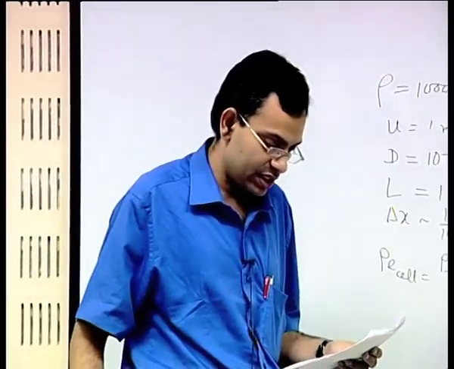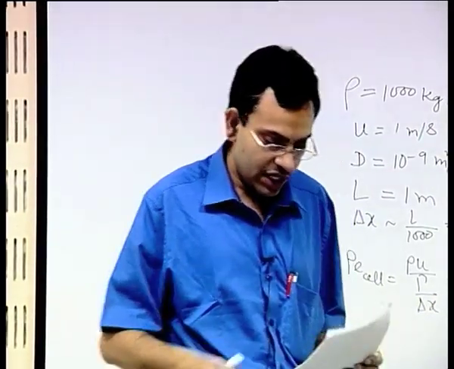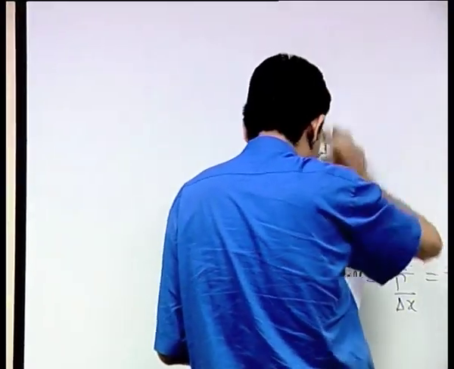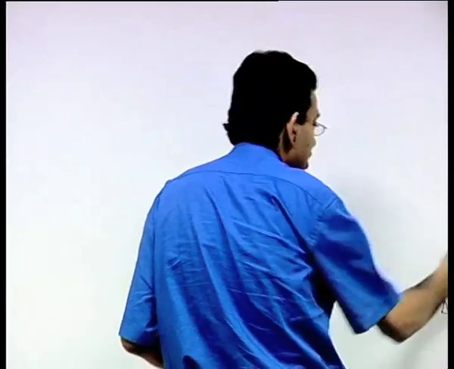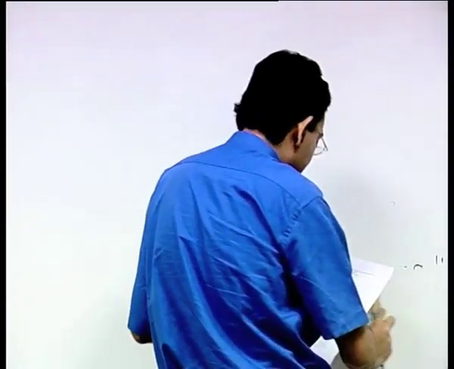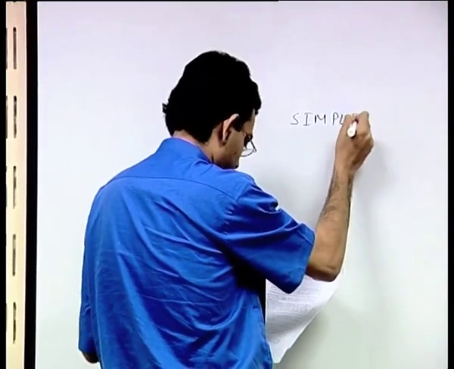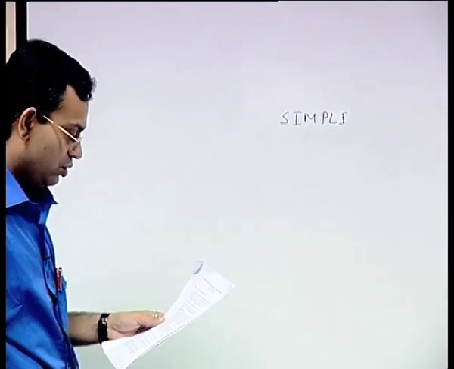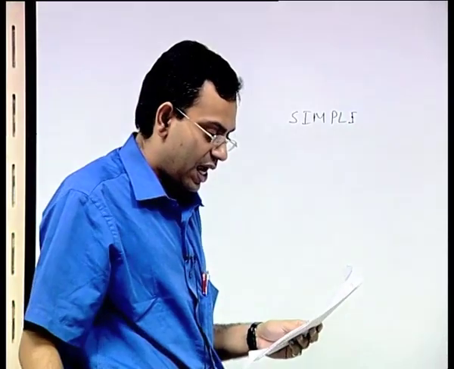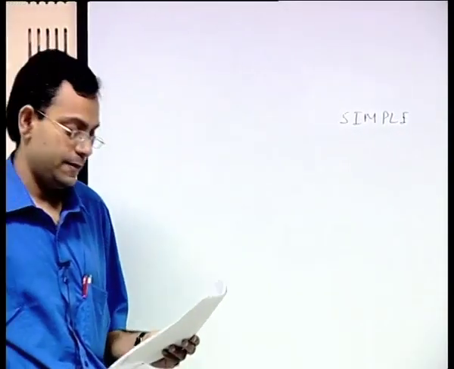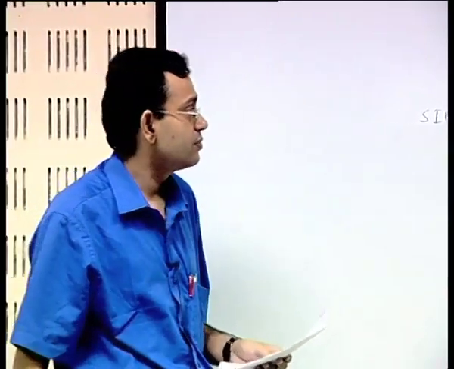Next question. There is a statement given: the SIMPLE algorithm is not fully implicit and therefore it is conditionally stable. Is this statement correct? Justify your answer. I am repeating it again. The SIMPLE algorithm is not fully implicit and therefore it is conditionally stable. Is this statement correct? Give reasons.